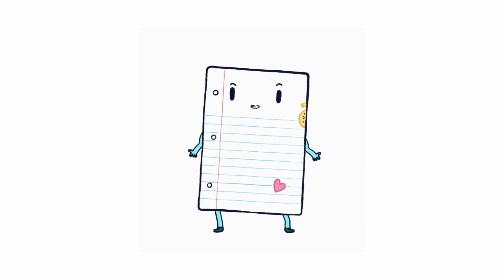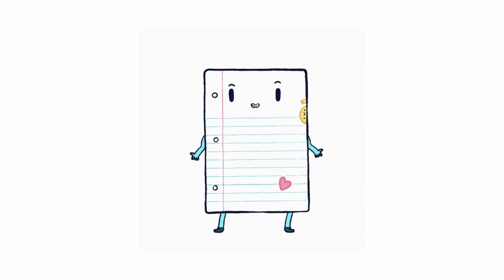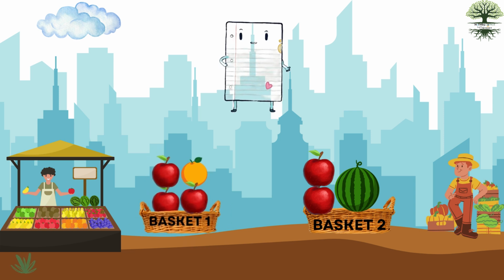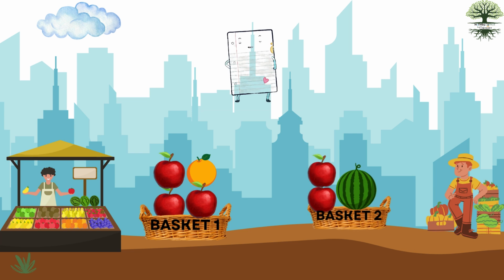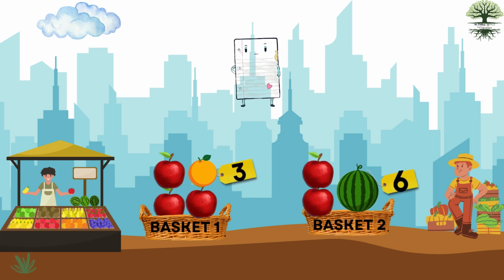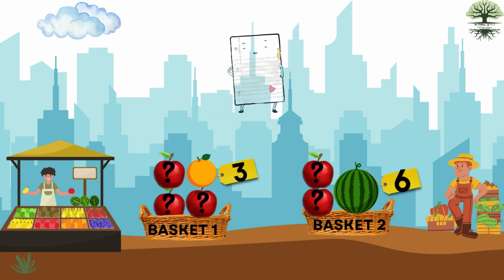Now let's dive into another fun challenge. This time, we're heading to a fruit market. Here's what we have. Basket 1 has 3 apples and 1 orange. Basket 2 has 2 apples and 1 watermelon. And here's what we already know. The price of 1 orange is 3 units. The price of 1 watermelon is 6 units. The puzzle is to figure out the price of 1 apple. And remember, all apples have the same price and both baskets are equal in total price.